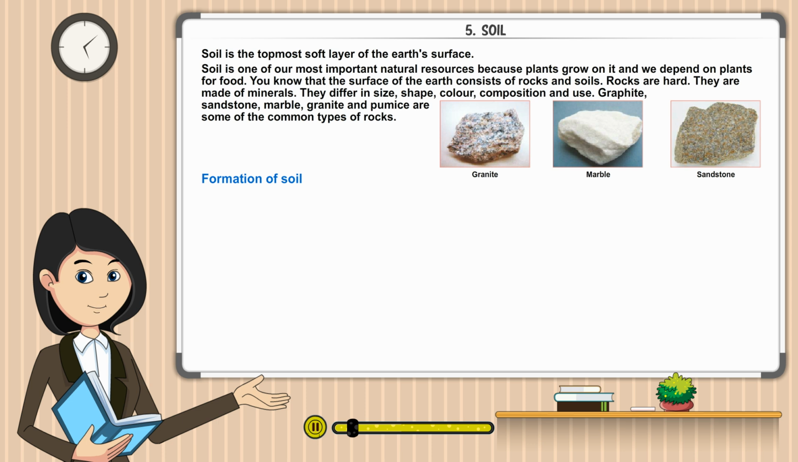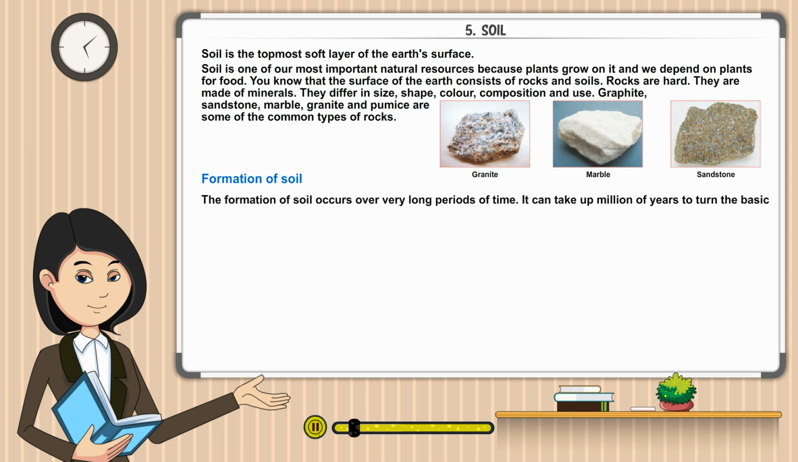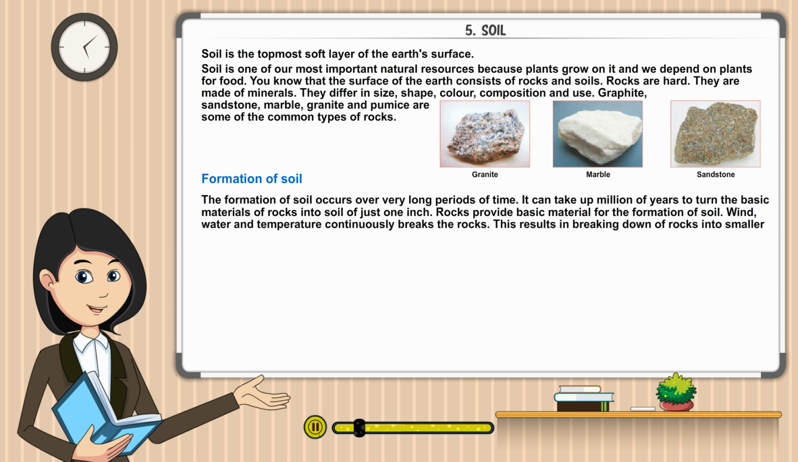Formation of soil. The formation of soil occurs over very long periods of time. It can take up to millions of years to turn the basic materials of rocks into soil of just 1 inch. Rocks provide basic material for the formation of soil. Wind, water, and temperature continuously break the rocks. This results in breaking down of rocks into smaller and smaller pieces.